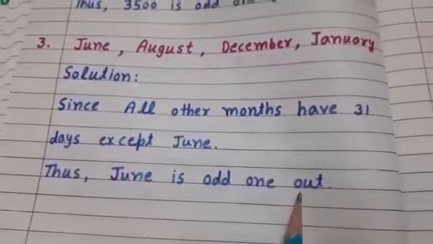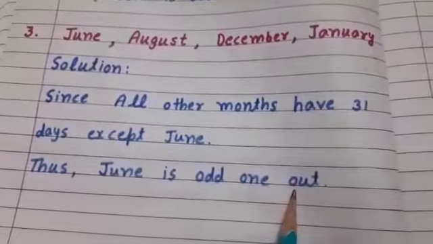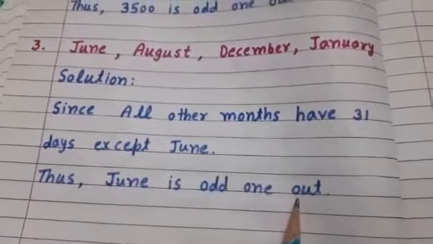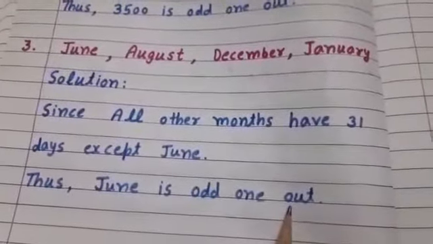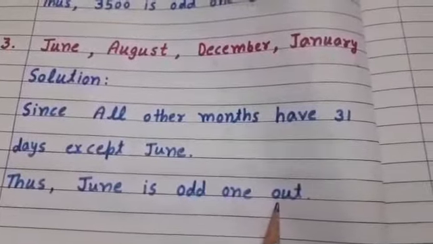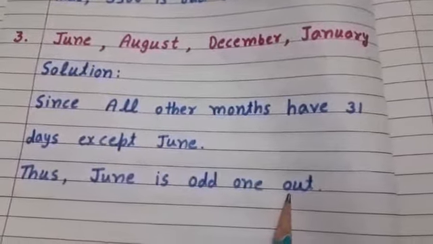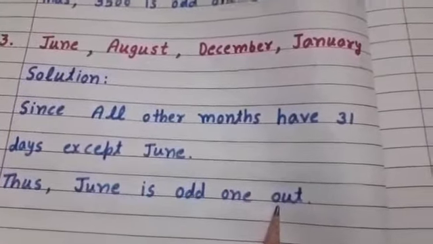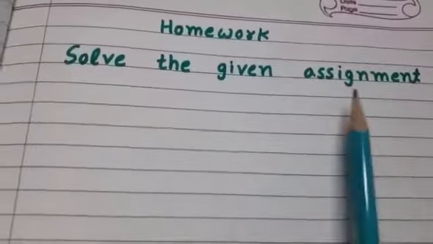Now I hope that you have understood the concept well and you will be able to solve the assignment that has been uploaded on EdQuark, where you have to tick the odd one out from the given series. So this is the end of today's lecture. Your homework is to solve the given assignment.